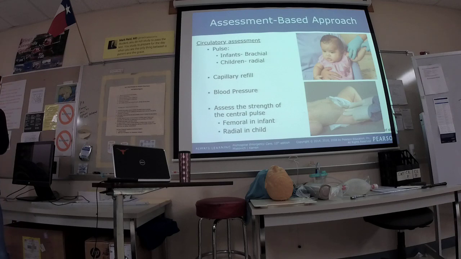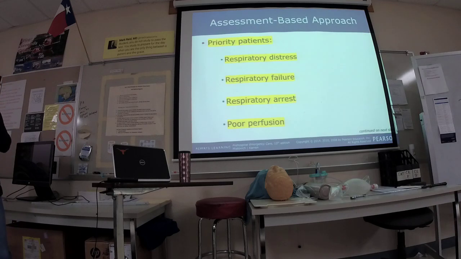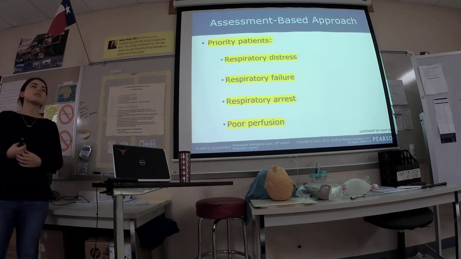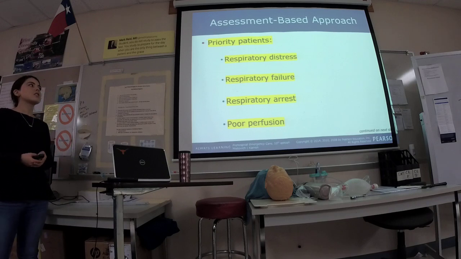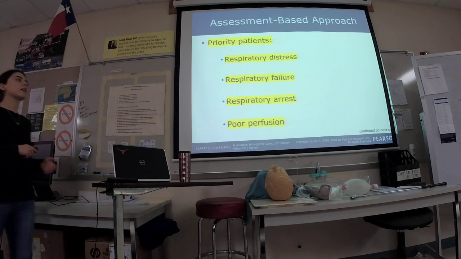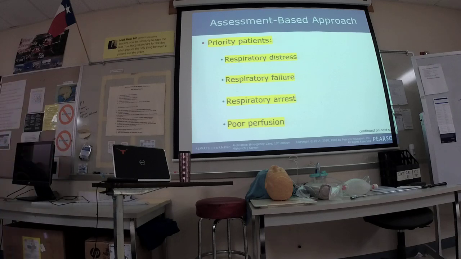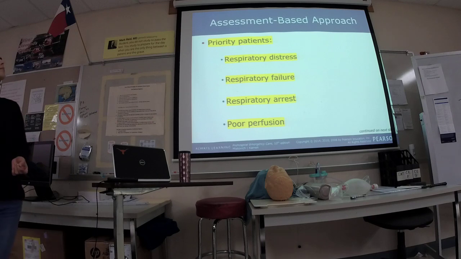All this is pretty much review, right? You guys know this. Okay, so like we said before, in a child, their respiratory system and their breathing rate, perfusion of oxygen is going to be really important. So all our priority patients that are going to require transport are going to be in respiratory distress, failure, arrest, and they're going to have poor perfusion. And we're going to talk about the differences between respiratory distress, failure, and arrest.